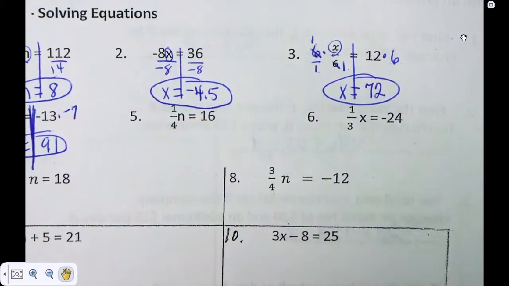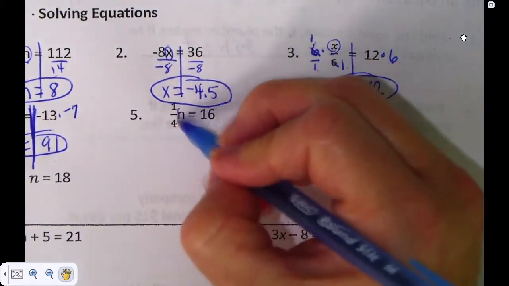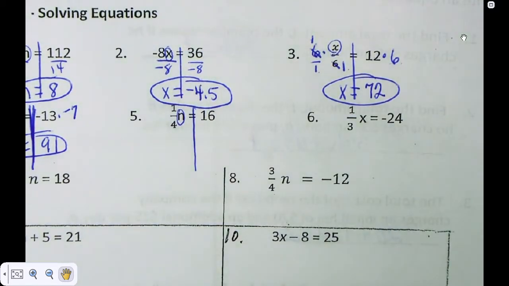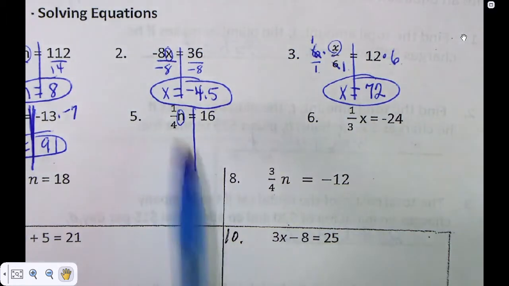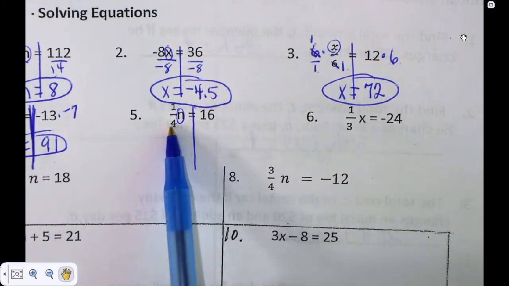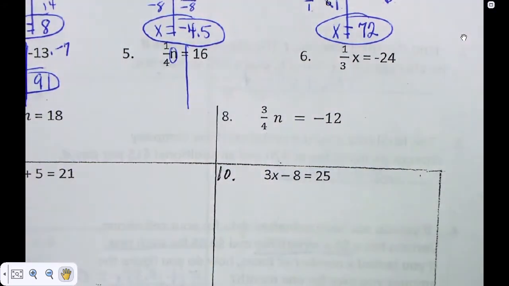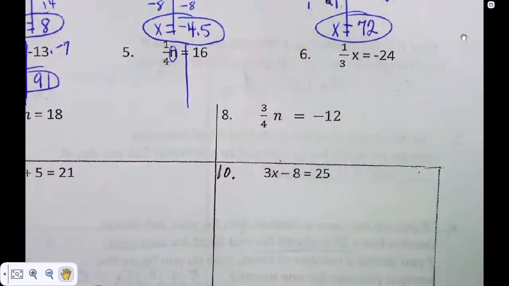Number 5. Guys, circle your n, draw your river. What is the coefficient? Oh, that's a fancy word for the number in front of the variable. Coefficient. You're learning algebra words. So 1/4 is the coefficient. That's multiplied. Y'all listen to this. This is important because some people are going to get mixed up on this.